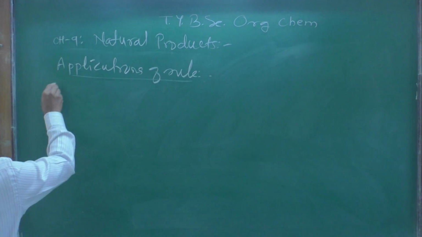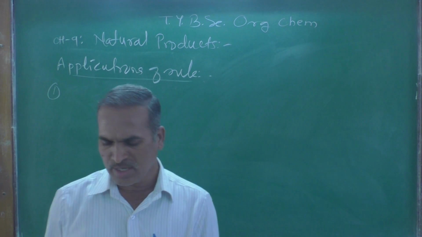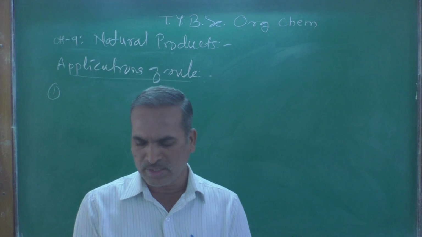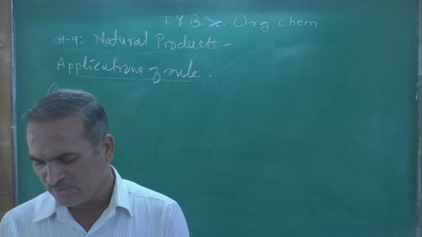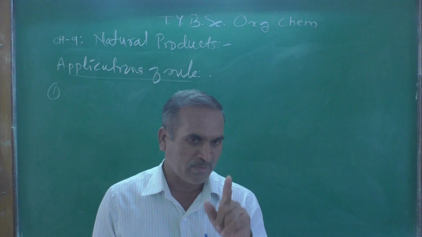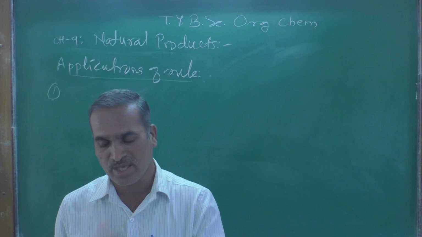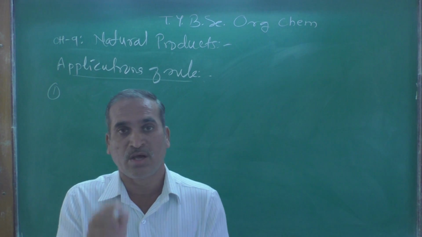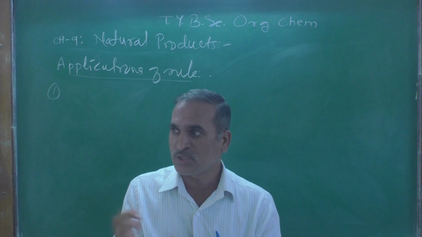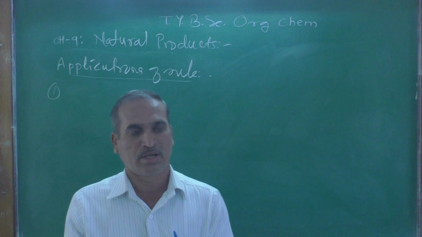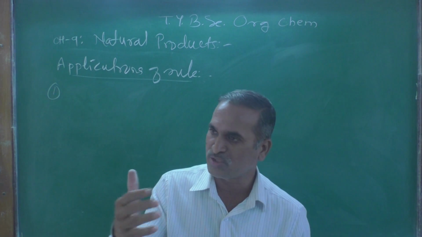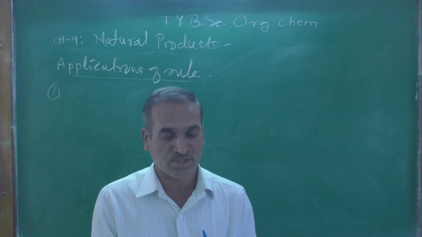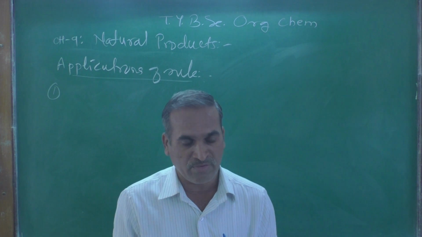Now there are two applications. Rule number one, what is that? Rule number one is that this rule helps in determining the framework of unknown terpenoids, because in nature the terpenoids are present in various parts of the plants, so we don't know the structure of those terpenoids.